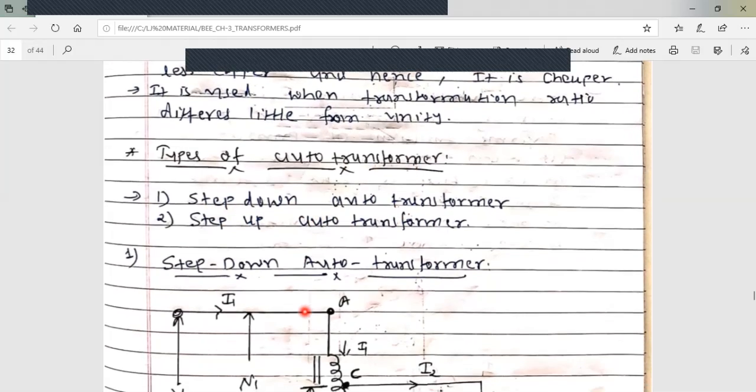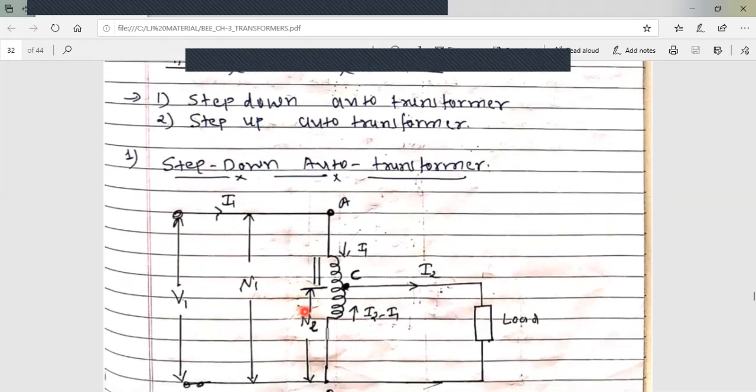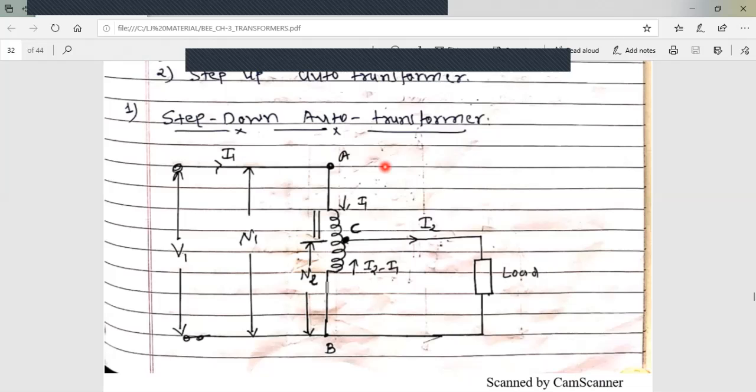Now see here, the step down autotransformer. Here the whole winding is used as the primary winding. The total number of turns is N1, but part of this winding is used as secondary. So CB works as the secondary winding, and A to B works as the primary winding. So here only one common winding is used. Part of the primary winding is used as the secondary winding in an autotransformer.